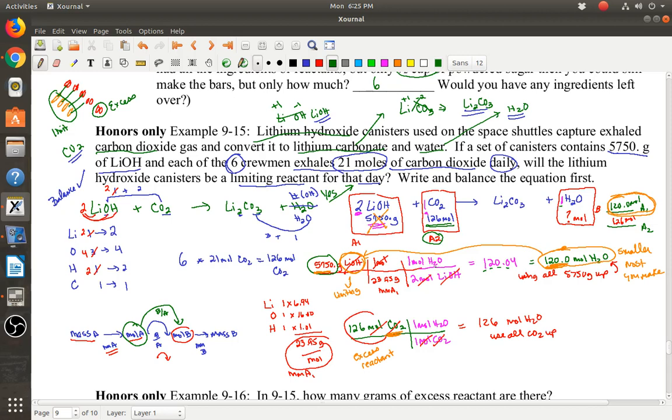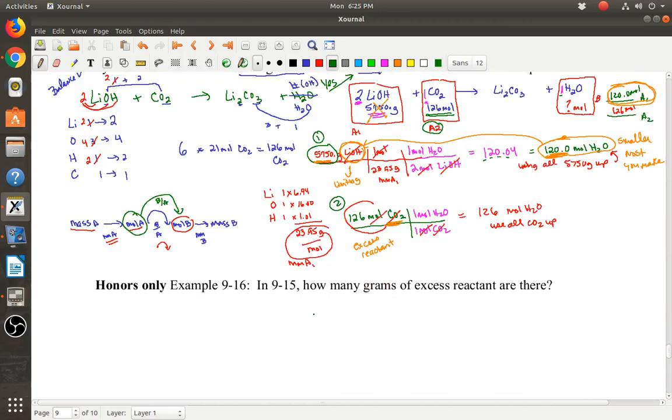So you notice we had 2 stoichiometry calculation sets in this one. This was the first one and the second one. And we started and ended in a slightly different place. Okay, now, how many grams of excess reactant are there? Okay, what is the excess reactant? CO2 is the excess reactant. We have too much of it.